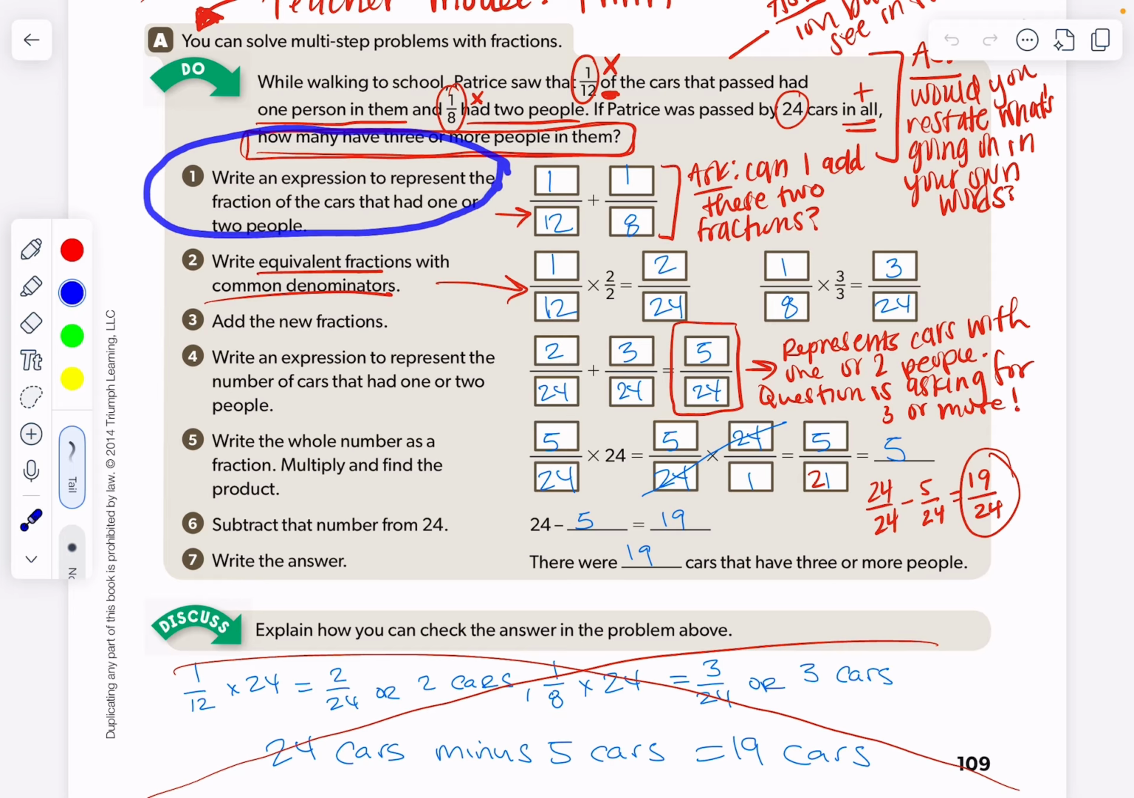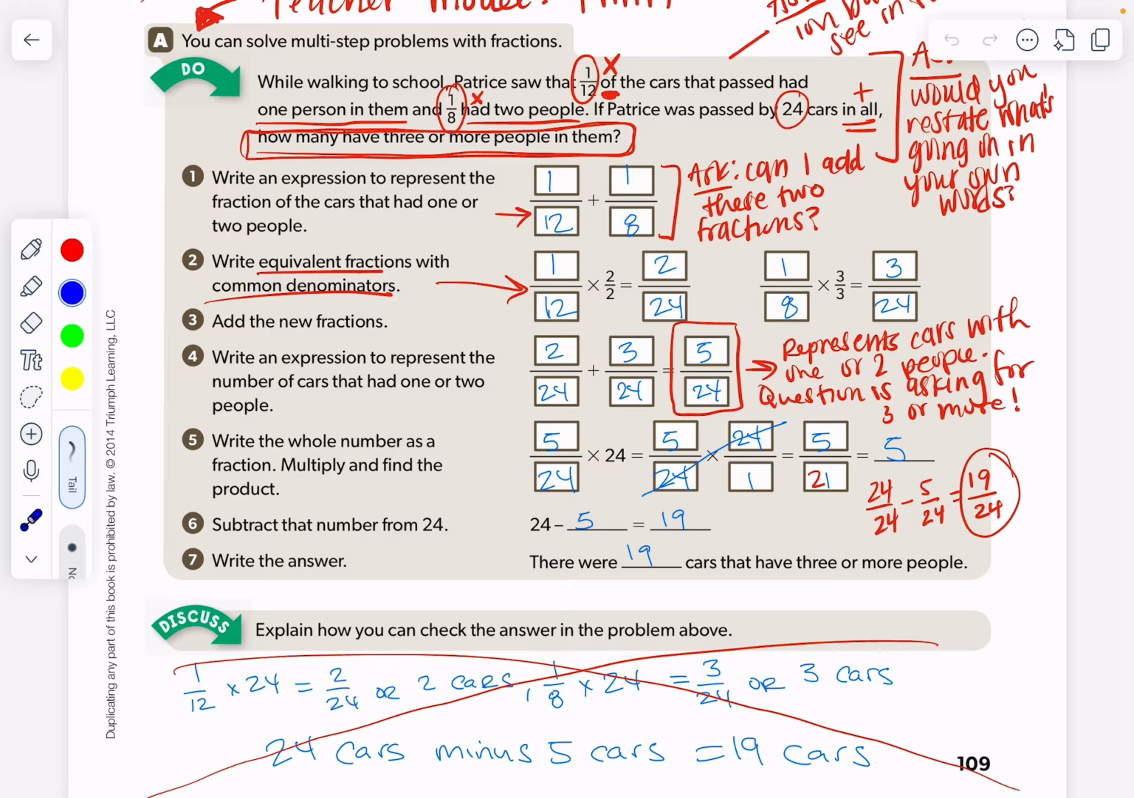For instance, it tells you to write an expression to represent the fraction of the cars that had 1 or 2 people, right? This was a fraction that had one person, and this was the fraction that had 2 people. So we are adding these fractions together. You might want to ask, can I add these two fractions together? Students should automatically say no. Why? Because they do not have the same denominator, and we cannot add fractions if they do not have the same denominator. So that means that we have to create equivalent fractions, right? 1/12 ends up being 2/24, and then 1/8 ends up being 3/24.